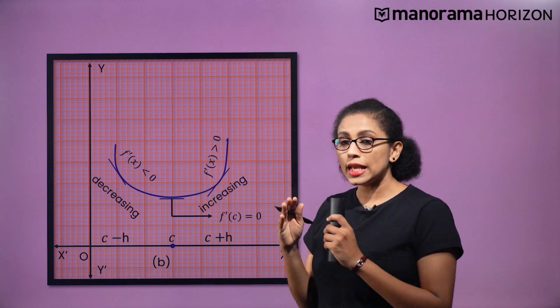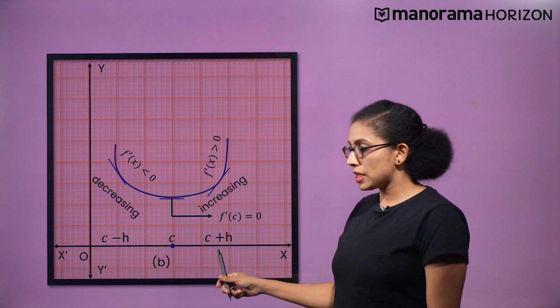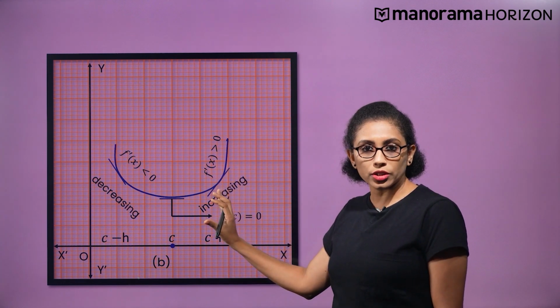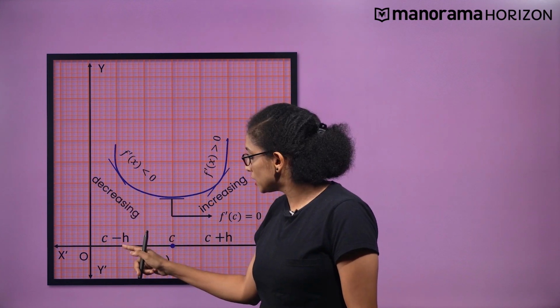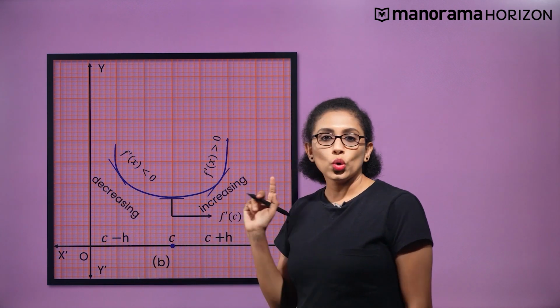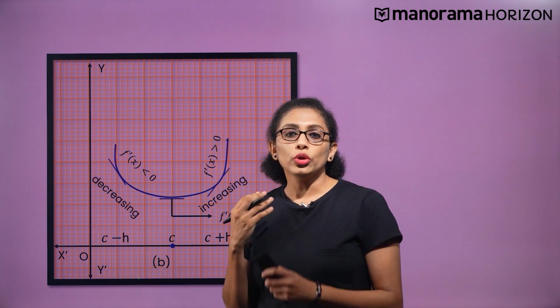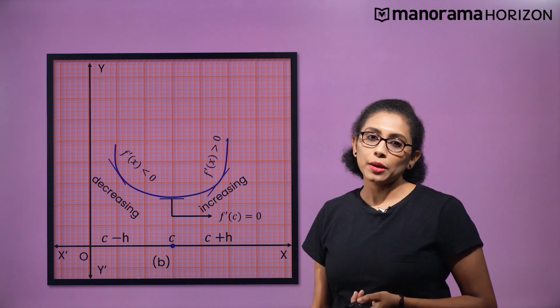Here the function is increasing in the interval c to c plus h. Therefore, f dash of x is greater than 0 in this particular interval. And it is decreasing, that is f dash of x is less than 0, in the interval c minus h to c. Right? Now, we have to learn some important theorems related to maxima and minima.